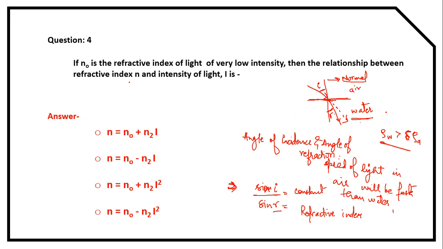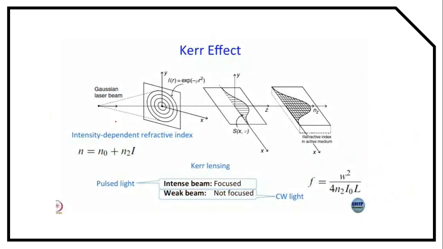Now I'll come to this. If n naught is the refractive index of light of very low intensity, then the relationship between the refractive index n and the intensity of light is, okay, n is the final refractive index, and the second thing is n naught is the refractive index of light. Now there is an effect, that is the Kerr effect.